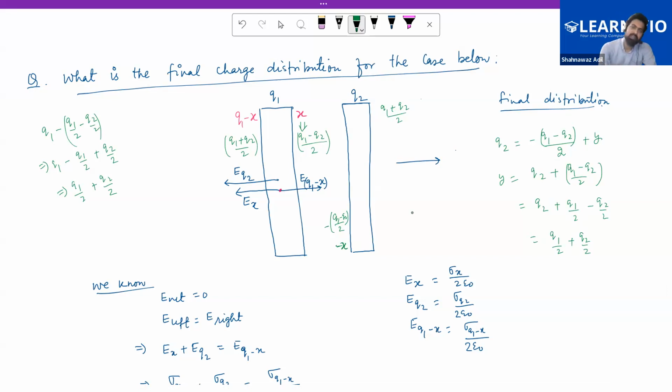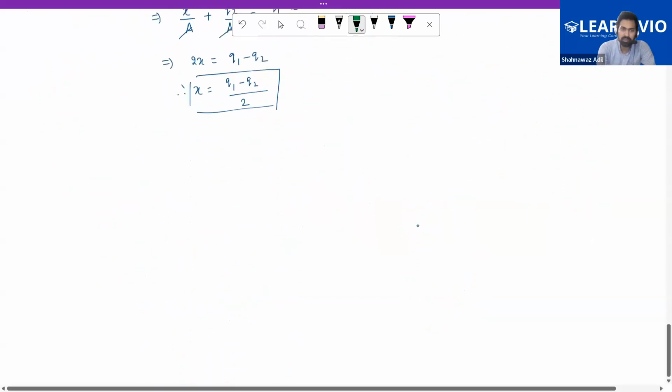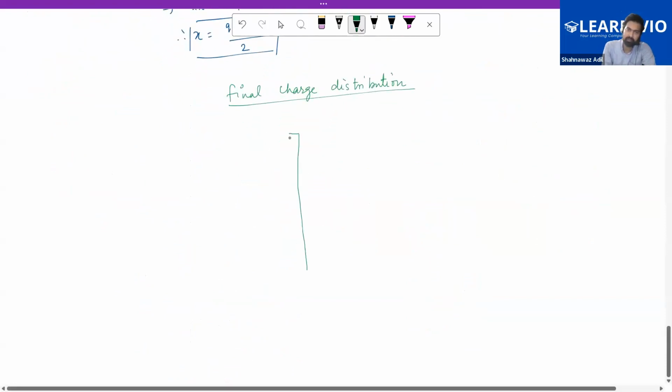Yes, sir. So the final distribution would be what? The final charge distribution. This would be how much? So you have this is Q1 plus Q2 by 2. This is Q1 minus Q2 by 2. And then this side is minus of Q1 minus Q2 by 2. And then this side is how much? This is Q1 plus Q2 by 2.